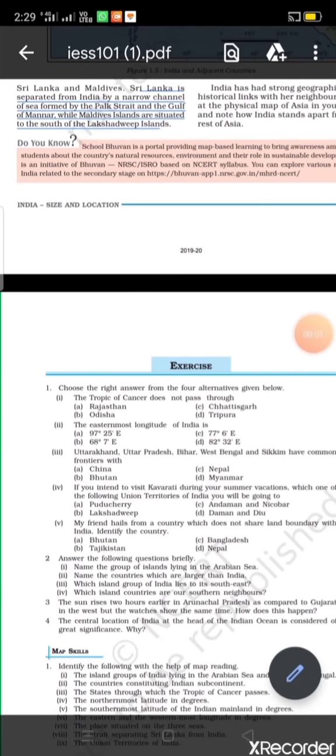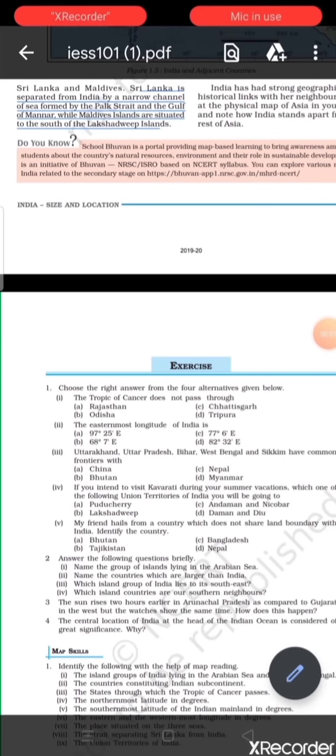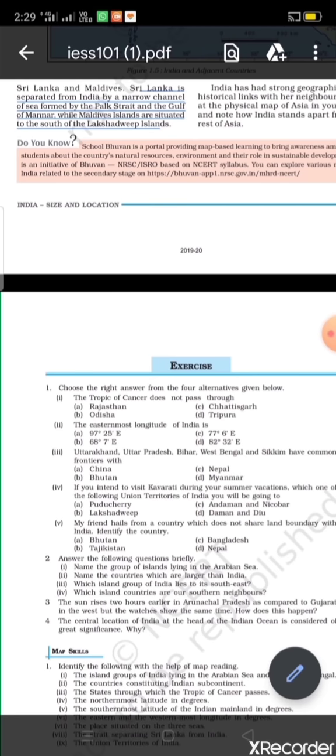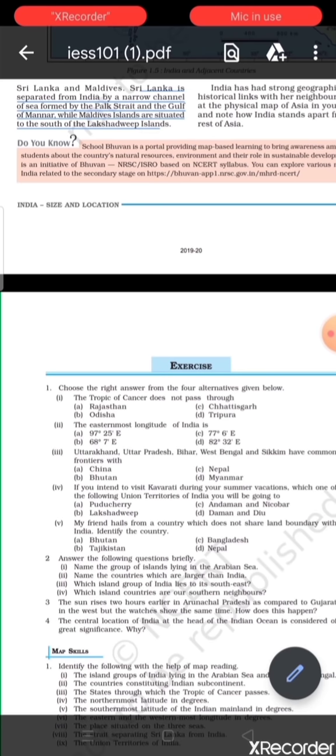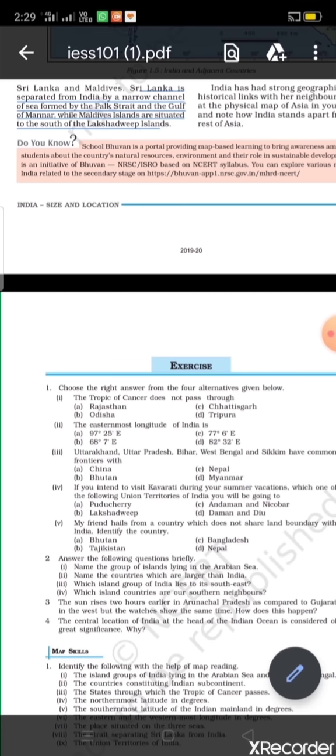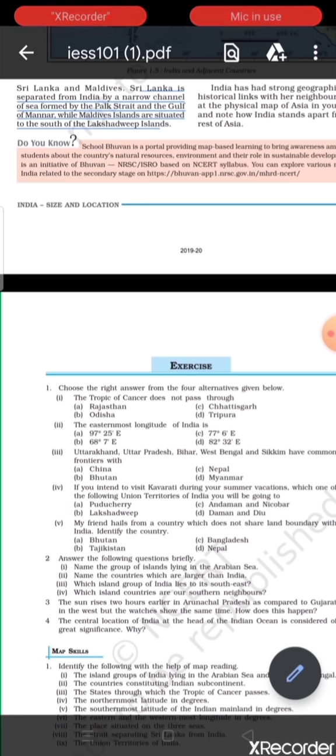So students, with this topic our chapter is over. It was a short chapter. I hope you understood it in an easy way. Now, before moving forward to the exercises, first of all, we will revise the terms which we have learned in this chapter.